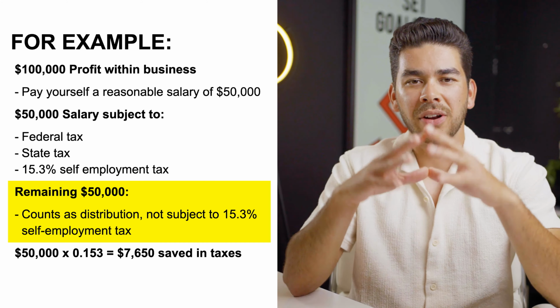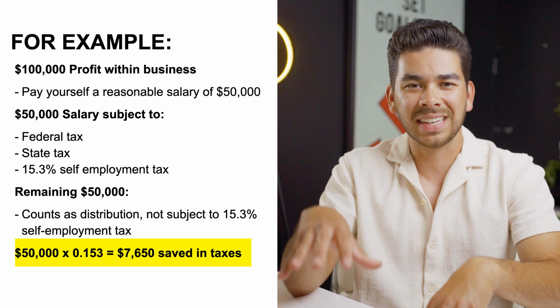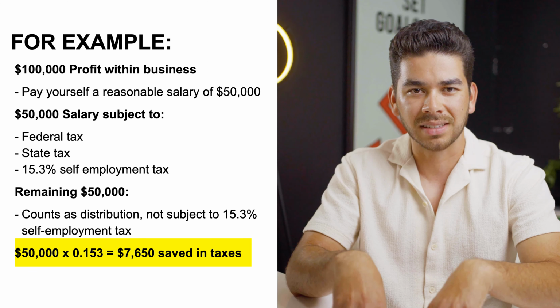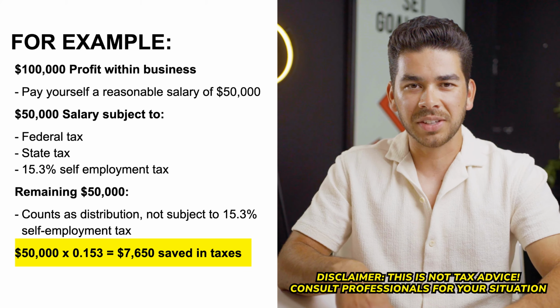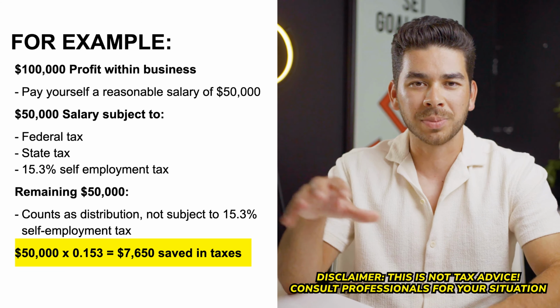So let's do the math here. $50,000 times 15.3% is over $7,600 saved in taxes. Just a disclaimer here, this is not tax advice. You really need to consult an attorney and a tax professional that will help you with your specific situation.